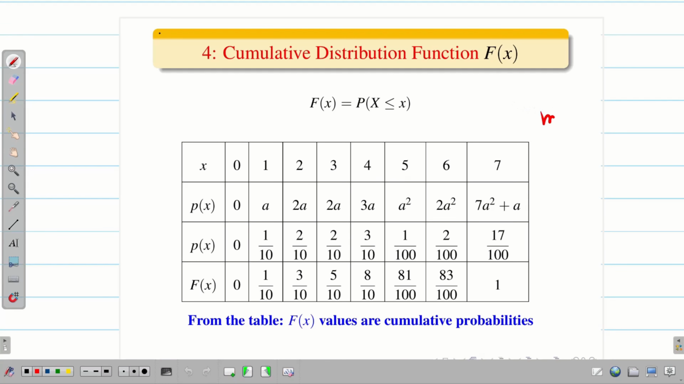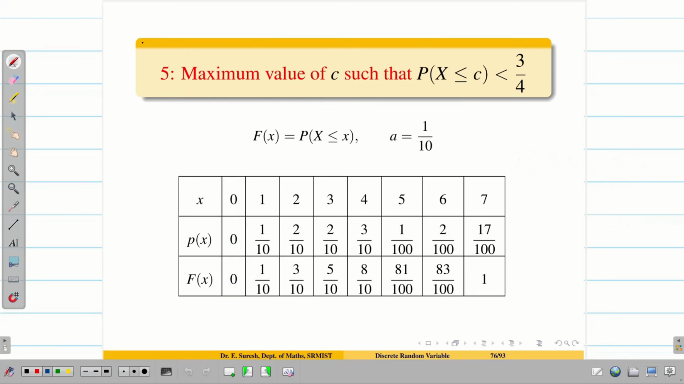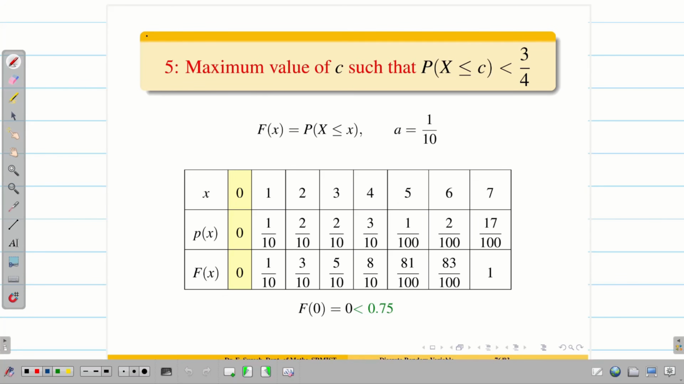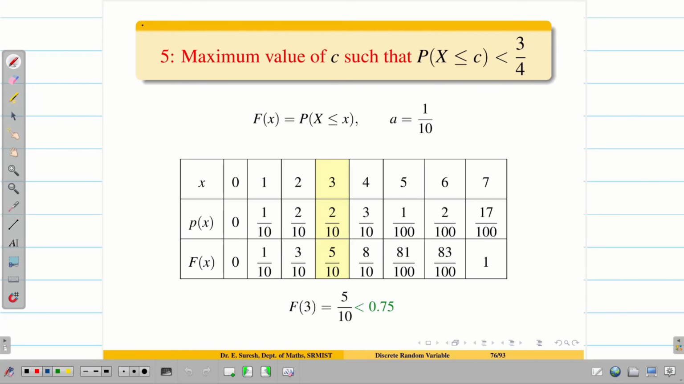Next we are going to solve the max min content given in the problem. Once you finish the CDF, one can easily find the max min problems. Find the maximum value of C such that probability of X less than or equal to C should be less than 3 by 4. So less than 3 by 4 means less than 0.75. Now let us take each X value. When X equal to 0, F of 0 is 0. So it is less than 0.75. F of 1 is 0.5, less than 0.75. F of 2 is also less than 0.75. F of 3.5, that is less than 0.75.